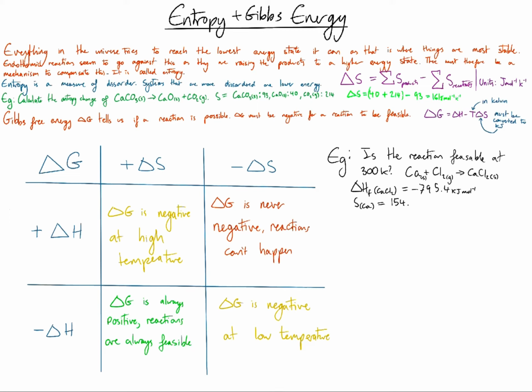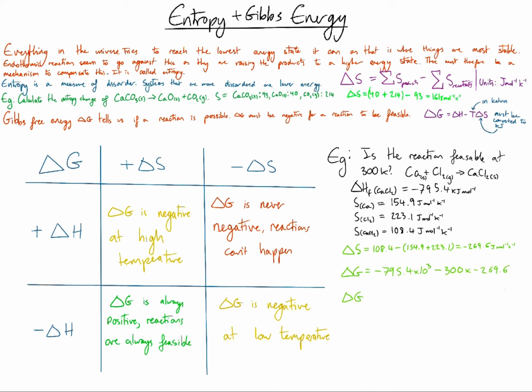Let's work out if the formation of calcium chloride is feasible at 300 Kelvin, which is roughly room temperature. The delta H of formation of calcium chloride is minus 795.4 kilojoules per mole. And the other three values given are the entropy values of each of the compounds present. We can work out the delta S value using the method above, and it comes out as minus 269.6.